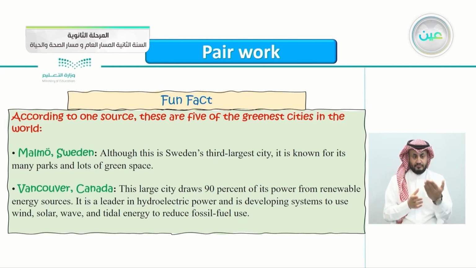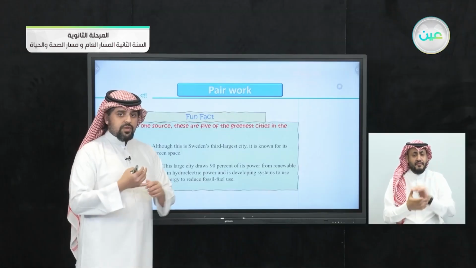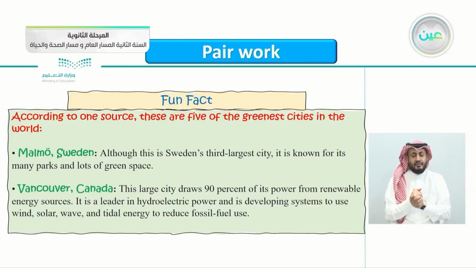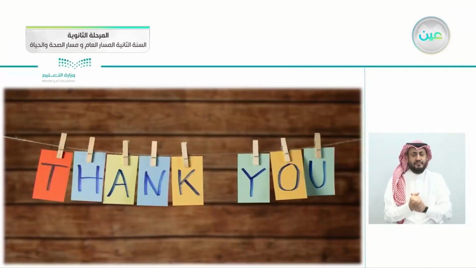The last one is Vancouver, Canada. This large city draws 90% of its power from renewable energy sources. It is a leader in hydroelectric power, and it's developing systems to use wind, solar, wave, and tidal energy to reduce fossil fuel use. So Vancouver tries to get its electricity not from fossil fuel but from wind, waves, and tidal energy, all to reduce fossil fuel use. And with that, we reach the end of this lesson.